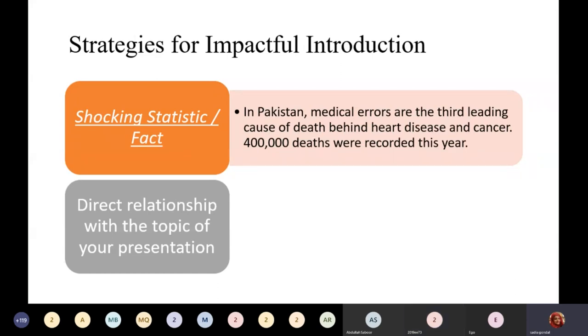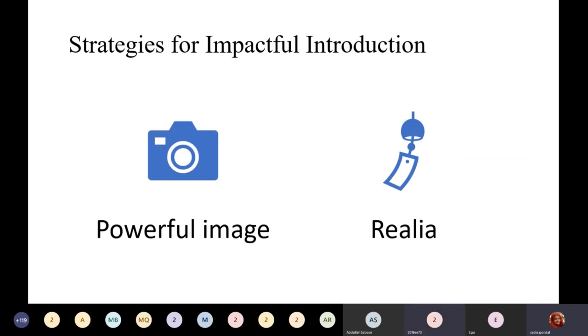Whatever statistic or fact you talk about, make sure it has a direct relationship with the topic of your presentation, right? Of course, this is very logical, but why did I have to mention it? Because sometimes, in love with facts, presenters come up with very interesting facts that have nothing to do with the topic or the body of the presentation. So please do not be misguided or distracted. Make sure whatever fact you devise for your introduction has something to do with the topic, right? Then you can start your presentation, or your 60-second introduction can start off with a powerful image.